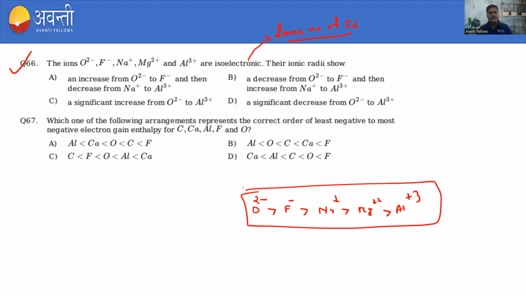Which option is correct? Ionic radius increases from O2 negative to fluorine negative: wrong. A significant decrease from O2 negative to Al3 plus: this one is correct. O2 negative is the highest and Al3 plus is the lowest. So option D is absolutely correct for this question.